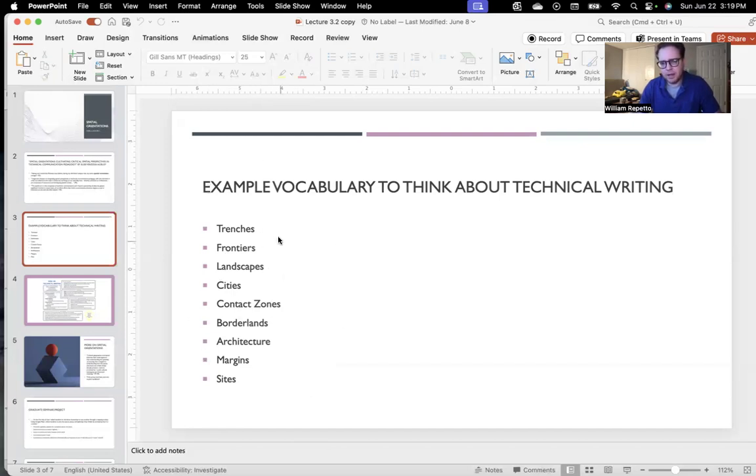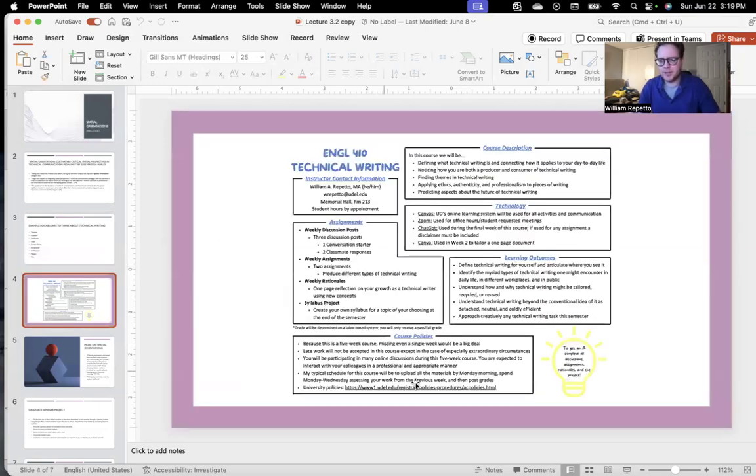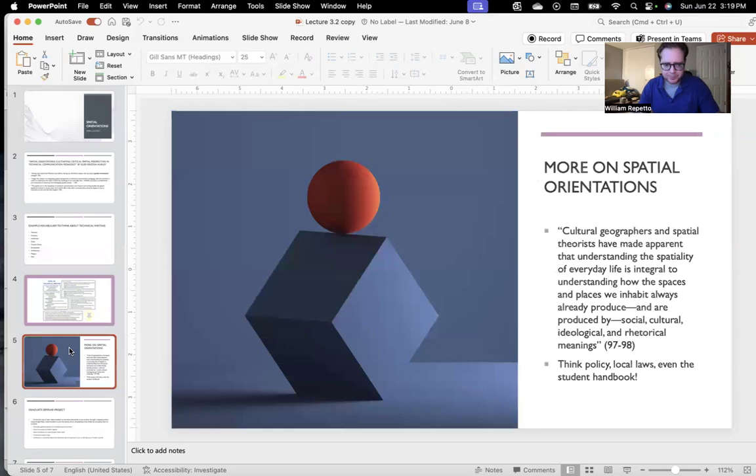So again, these are more metaphoric and don't have a precise definition, I don't think, in technical communication, other than sites, margins, architecture. Maybe these do have a more concrete definition. But borderlands, contact zones, landscapes, these are all still very metaphorical. So I fill you in on this kind of information, again, not just because I think it's really interesting, and I do think it's interesting, but because I'd like to see you start to experiment or practice with these terms in our discussion posts. So start to think about it, and keep this one in mind maybe as an example.